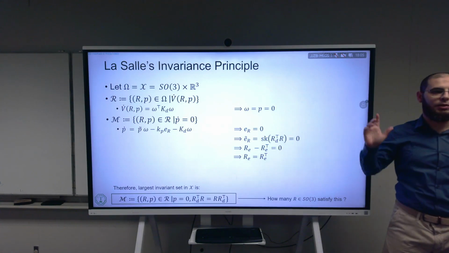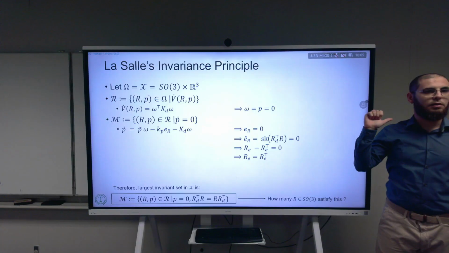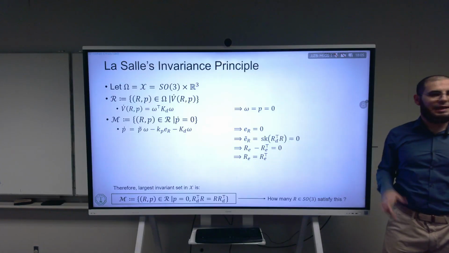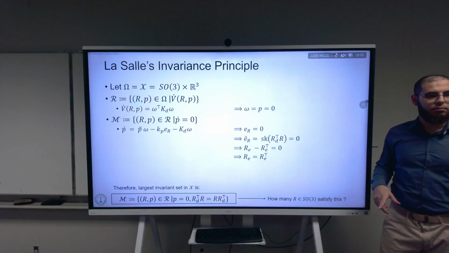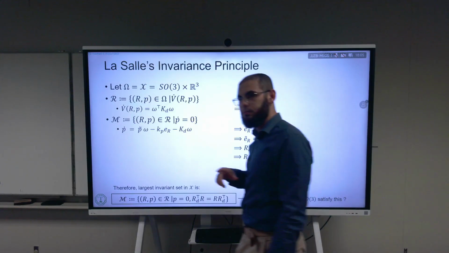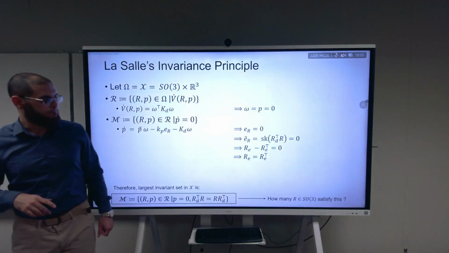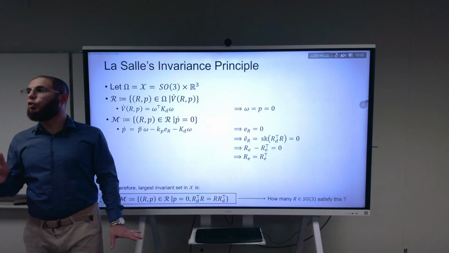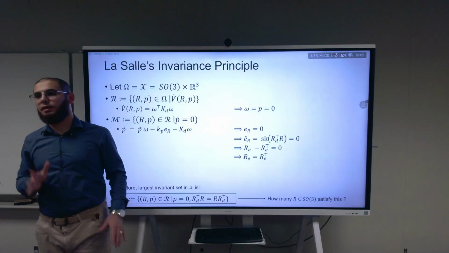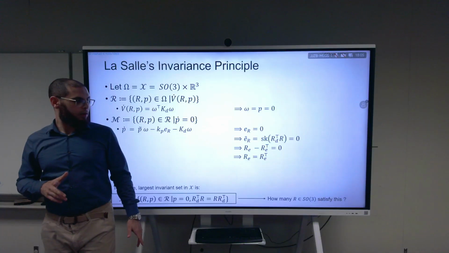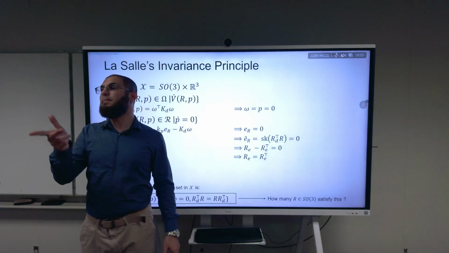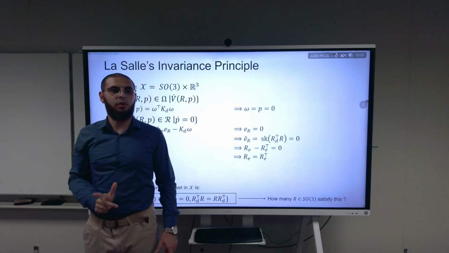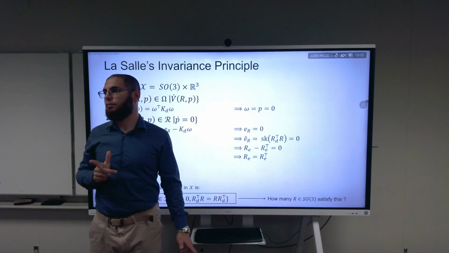Is it the only one? Remember how we do LaSalle's invariance principle? It should be the only equilibrium point there so that we can conclude it's asymptotically stable. Is it the only equilibrium point? No, it's not. There are at least 3 more points. The most interesting ones are these 3 matrices that you can make with 180 degrees rotation around the 3 axes that you have.